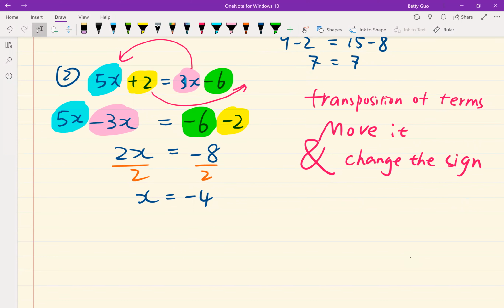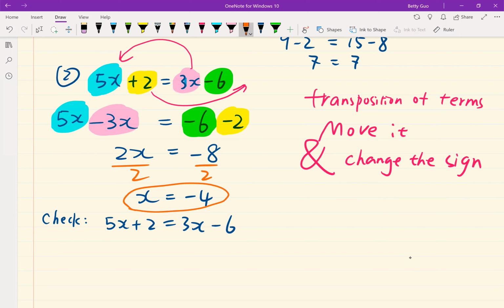So step 4, we check the solution. The original equation is 5x plus 2 equals 3x minus 6. We're going to plug in our proposed solution, which is negative 4. We're going to substitute negative 4 for x. So I firstly get rid of the x. I mean, I copy everything in the equation except x. And I use parentheses to hold the place for x. And then put a negative 4 inside the parentheses. That is plug in, right?